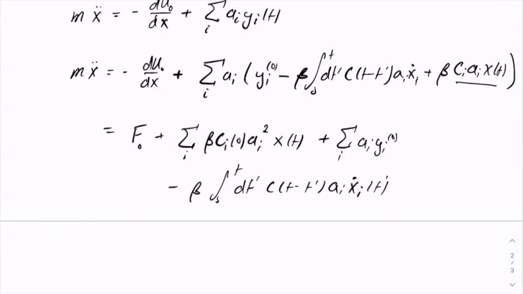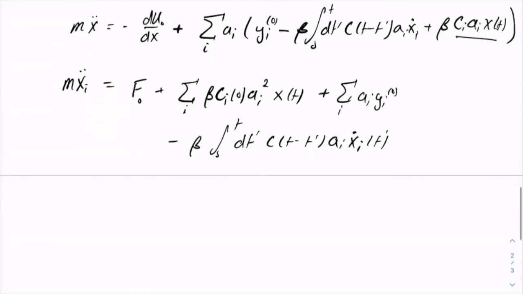So this is now a closed expression for the motion of the solute particle. It's a complicated one. It depends on aspects of the bath, but we have gotten rid of the dynamical evolution of the bath itself. So there's nowhere in this equation of motion that requires us to simultaneously solve the equation of motion for the bath and that of the particle.